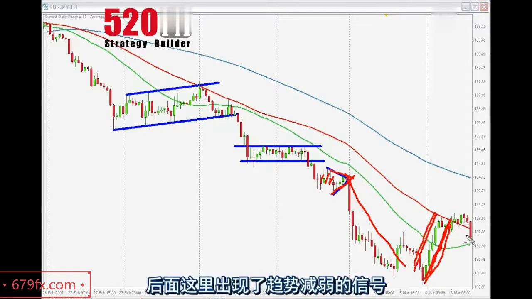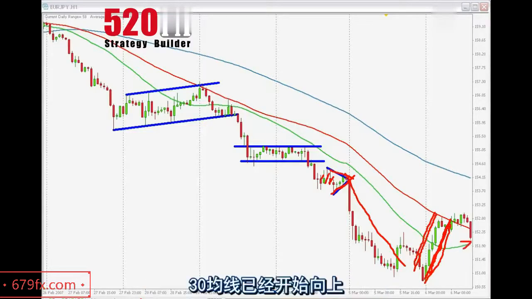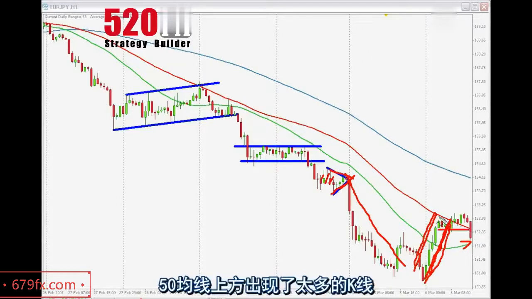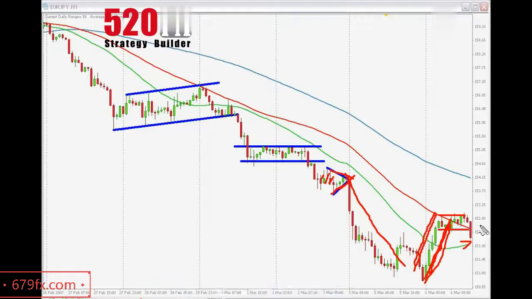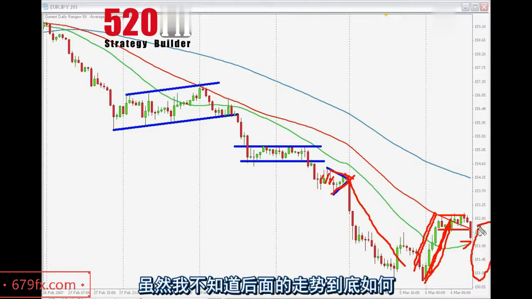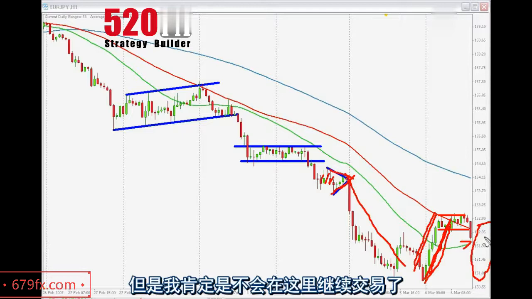But finally, we are seeing some signals of weakening here. The 30 moving average is already pointing up. Price has been meandering around the 50 for longer than my taste. I don't know what's going to happen in this part of the chart, but nonetheless, I would feel a little bit uncomfortable around this area.